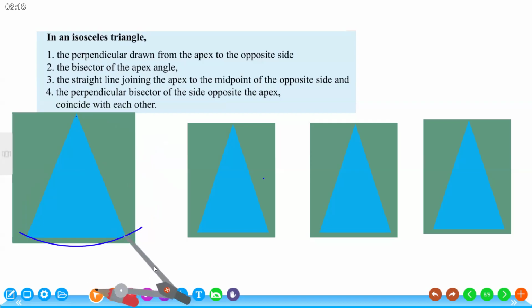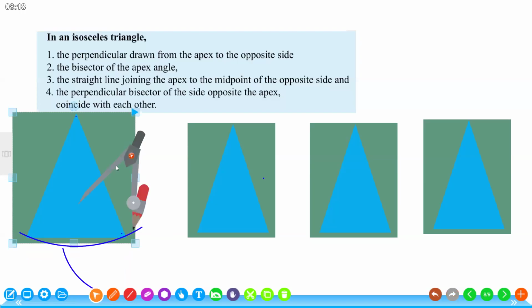Keep the compass here and draw an arc. Then you have to keep it at this point with the same radius. I didn't change the radius. Now what happened? If you join these two lines, this is perpendicular, right?